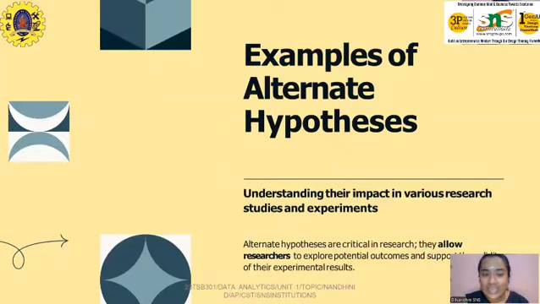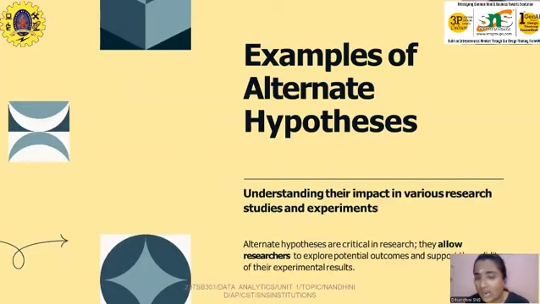Second is the right-tailed test. In the right-tailed test, it states that the parameter is greater than the null hypothesis value. For example, if H1 is mu greater than 50, then it is a right-tailed hypothesis. Third one is two-tailed, not equal to type. It states that the parameter is different from the null hypothesis value, could be either less than or greater than. So H1 is mu is not equal to 50. This is one statement of the null hypothesis.